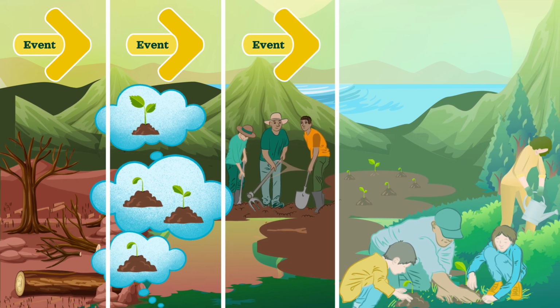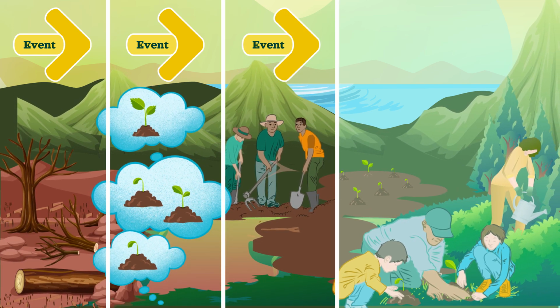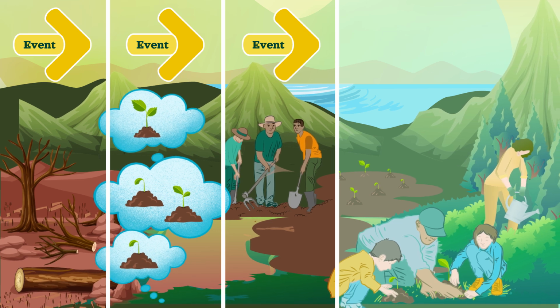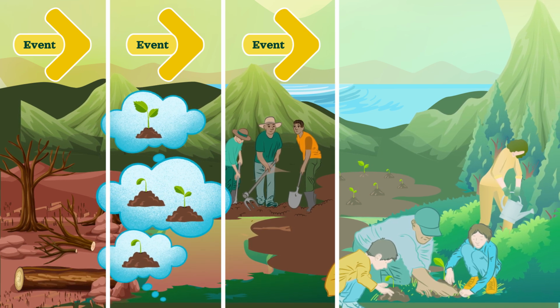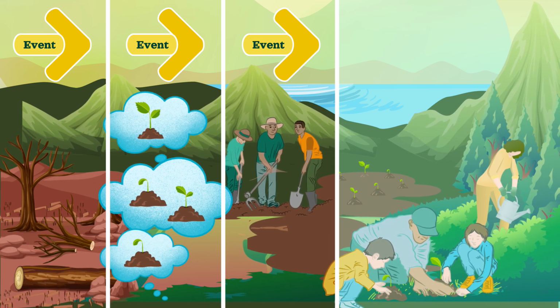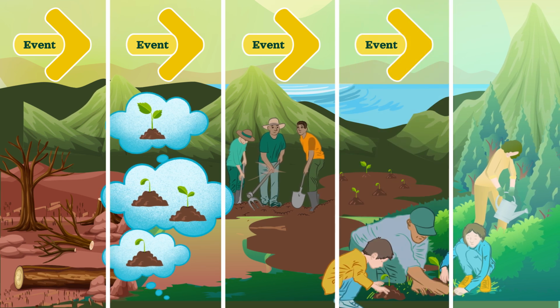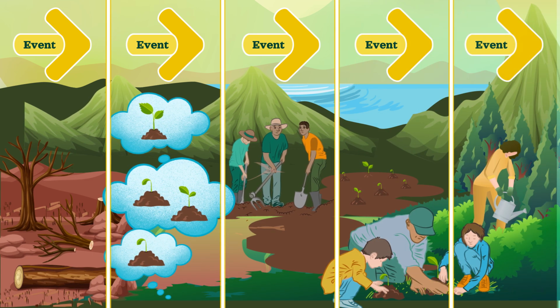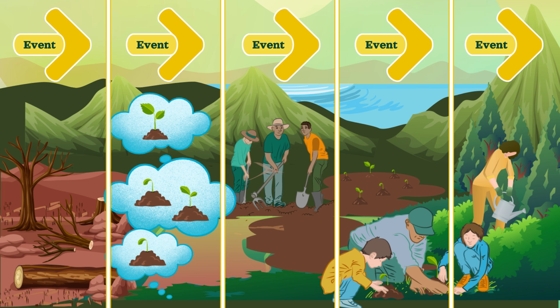Third, people need to prepare the plantation site. For example, removing invasive species and tilling the soil to create optimal conditions for young trees. Fourth, people need to plant the trees. Fifth, people need to do the maintenance to look after the young trees.